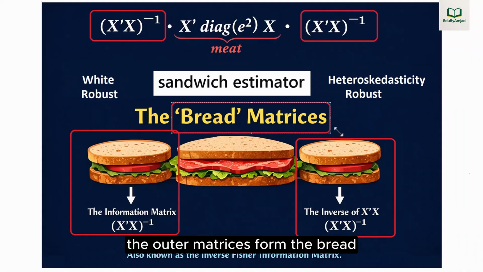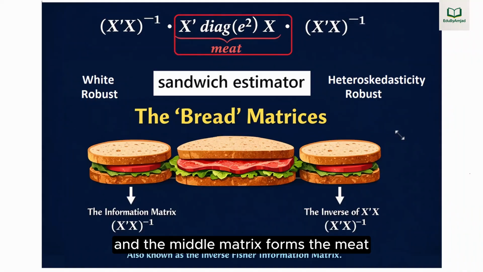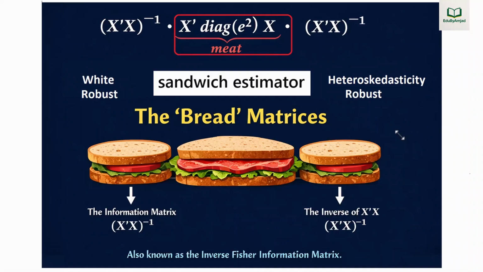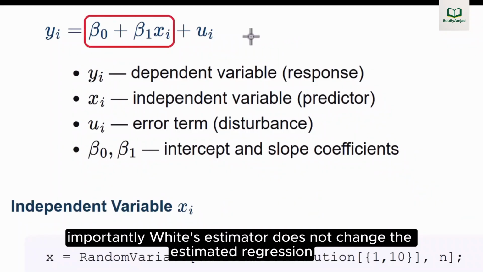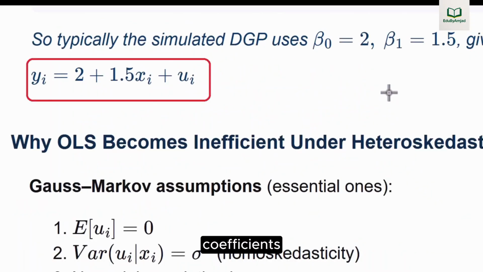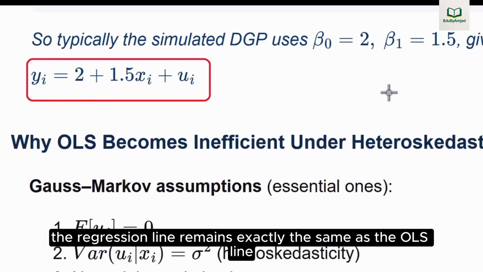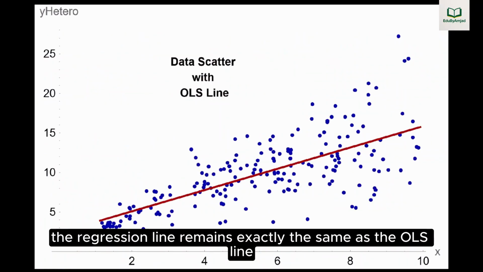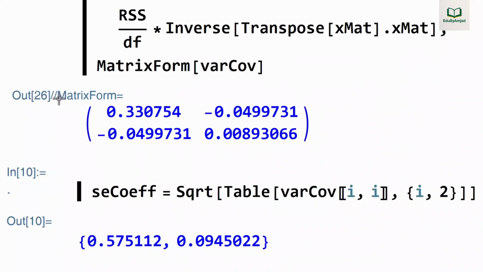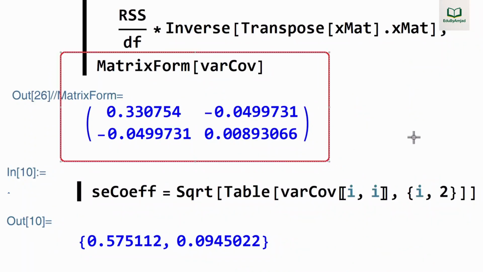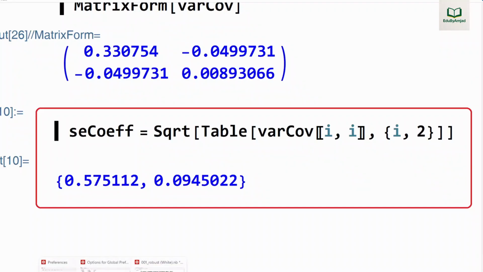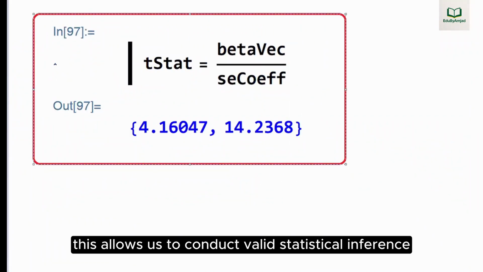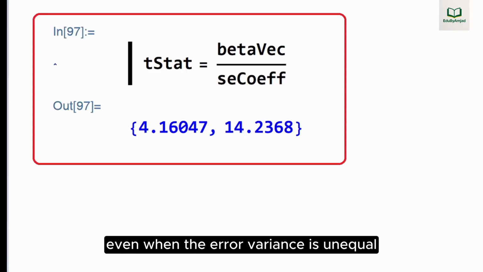The outer matrices form the bread, and the middle matrix forms the meat. Importantly, White's estimator does not change the estimated regression coefficients. The regression line remains exactly the same as the OLS line. What changes are the standard errors, which are now robust to heteroskedasticity. This allows us to conduct valid statistical inference even when the error variance is unequal.